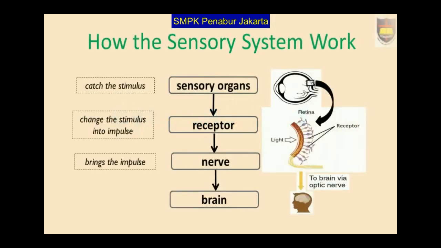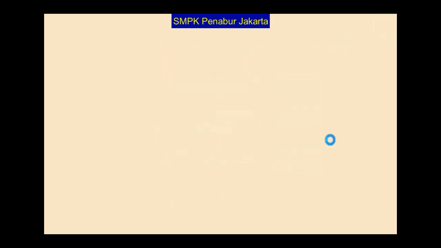How does our sensory system work? Our sensory organs catch the stimulus. Then receptors in the sensory organ change the stimulus into impulse or electrical signal. Then nerves bring the impulse to the brain, so our brain can give the interpretation. For example, eyes catch the stimulus in the form of light. The photoreceptor in retina changes the light into impulse. Then the impulse travels to the brain through optic nerve. The first topic is visual system.